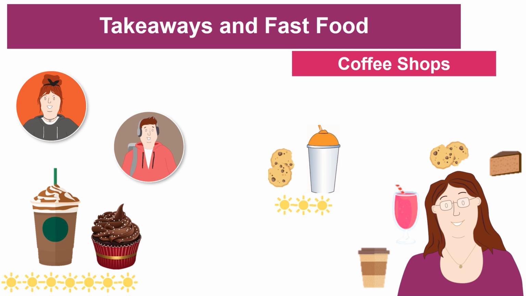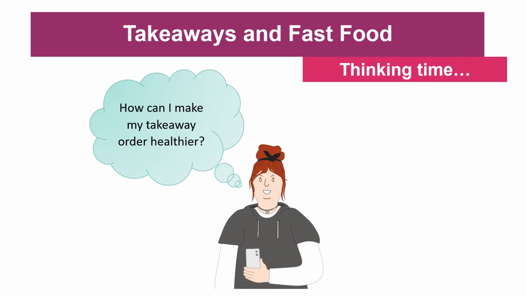Ask for skimmed milk. Choose a sugar-free syrup, get a small instead of a medium or large, see if they have reduced fat cream, and don't always go for extras like the additional marshmallows, and try the 2-pack of biscuits instead of a cake.